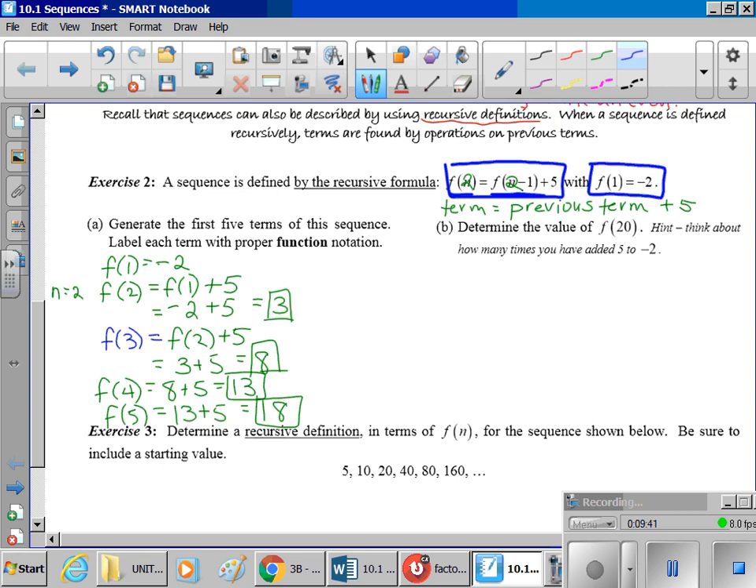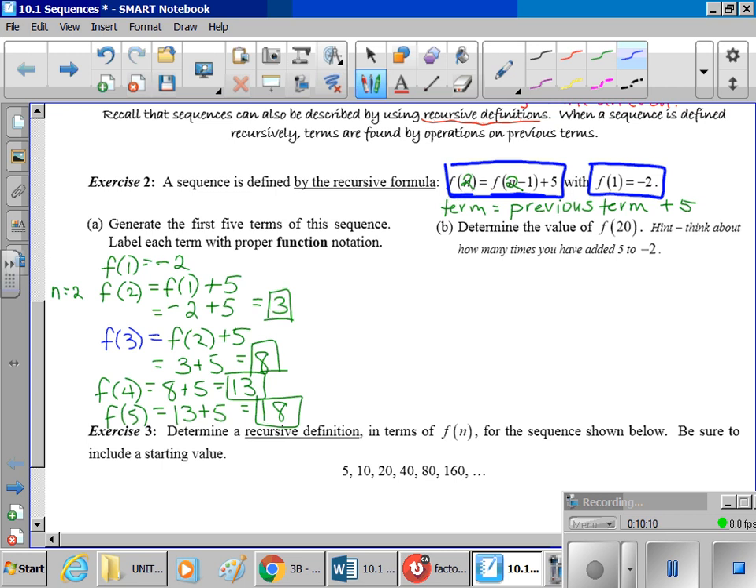So you can see, actually, we would be able to make an explicit out of this because our rate of change is by 5. It adds 5 each time. So you could rewrite this. And the point that I'm saying that is because when we look at B, it says determine the value of f of 20. Usually with recursive sequences, the only way that you can do that is to find the first 20 terms.